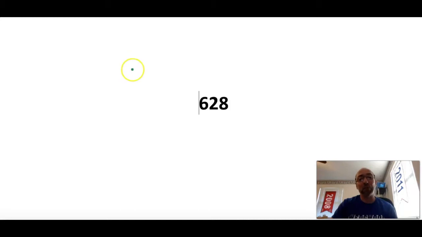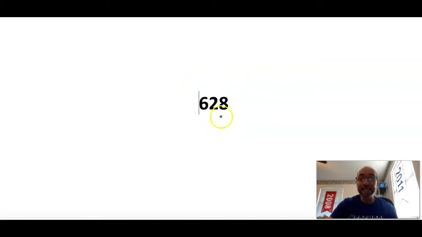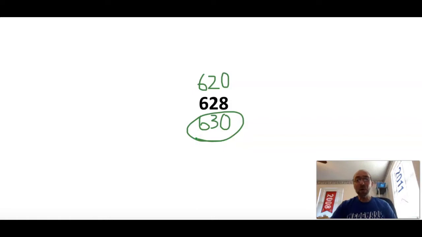So if I had wanted to round 628 to the closest hundreds place, well, 628 is between 600 and 700. And it's closer to 600. Now I could also round 628 to the closest tens place. 628 is between 620 and 630. It's closer to 630. So I took the exact number of pieces that made up Lego Hedwig, and I rounded that number to the tens place and to the hundreds place.